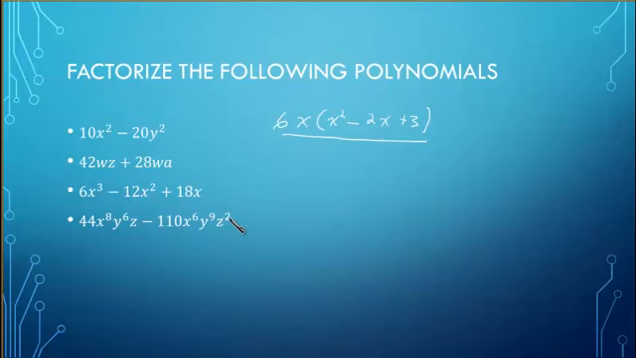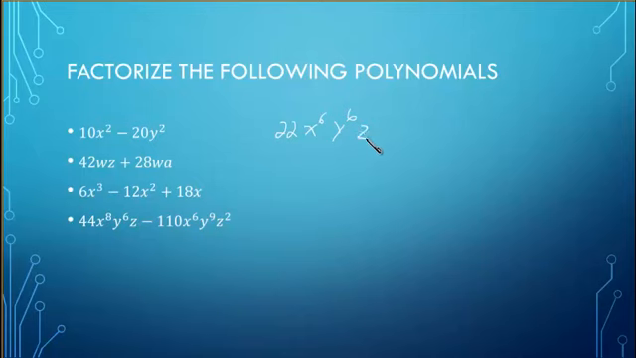And now we have this one to do. The greatest common factor, let's start with the numbers. 44 and 110, that's 22. And then for the x's, it's going to be x to the 6th. And for the y's, it's going to be y to the 6th. Make sure you understand this, right? This is y to the 6th, y to the 9th. The greatest common factor of y to the 6th and y to the 9th is y to the 6th. And then z.